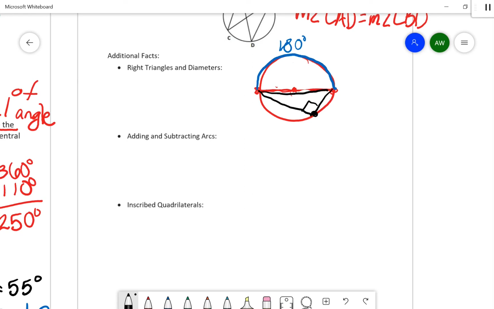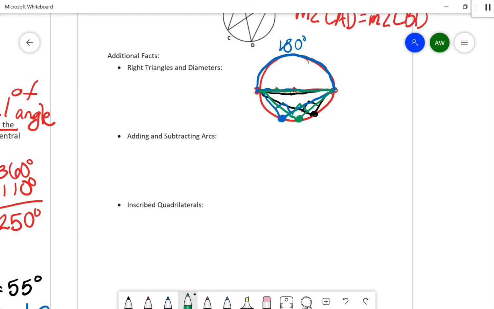And that means that if I use that point and the 2 points made by my diameter, I'm going to get a right triangle. And that works for any triangle that I make from 2 points on a diameter and a third point. So if I put a point over here, that means that this blue triangle is a right triangle. If I put a point here, it means that this green triangle is a right triangle.